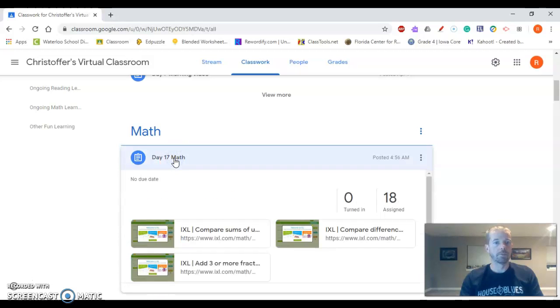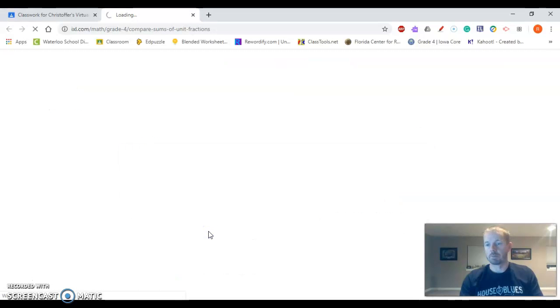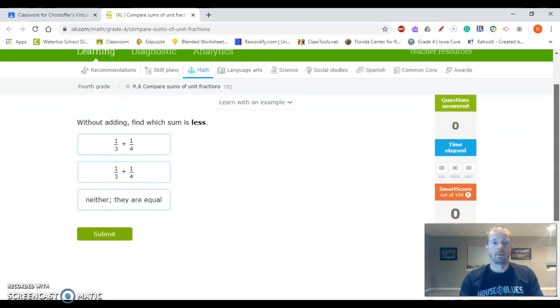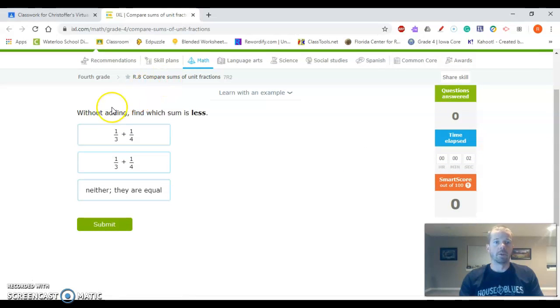For math, day 17. First thing you're going to do is you're going to be comparing sums of unit fractions. Now remember, sums are the answer you get from adding. It's going to ask you to compare, and it's saying without adding, find which sum is less. Watch these words. It's going to go from less, or sometimes it'll say greater, and then it says neither, they are equal. So look at these options.